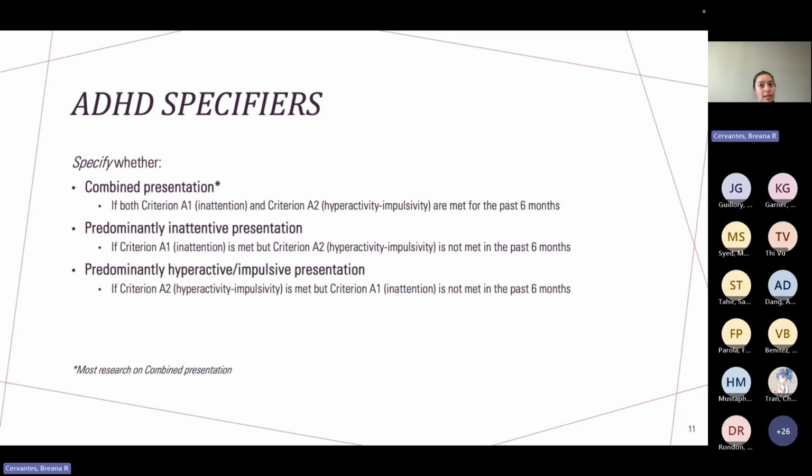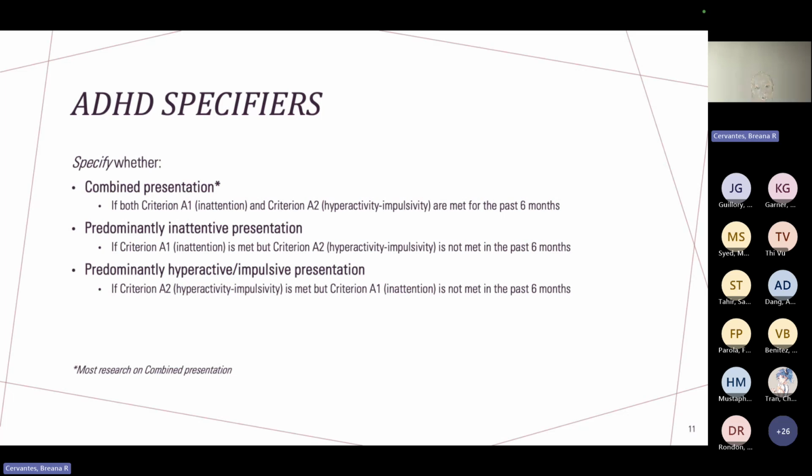So this means you met 12 plus symptoms. So remember, you have to have 6 in the first one and 6 in the other. If you're a combined presentation kid, you have 12 or more of those symptoms combined. Predominantly inattentive means you met criteria for the 6 for the inattention, but you did not necessarily meet all 6 for the hyperactivity and impulsivity.